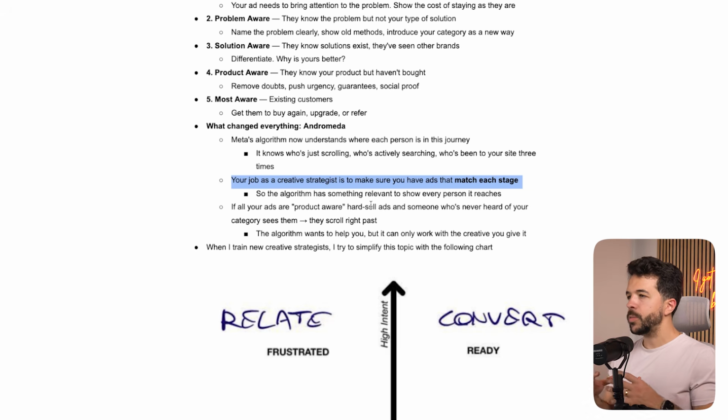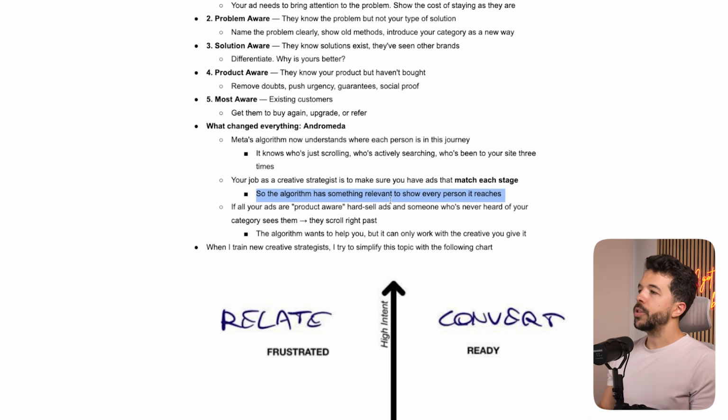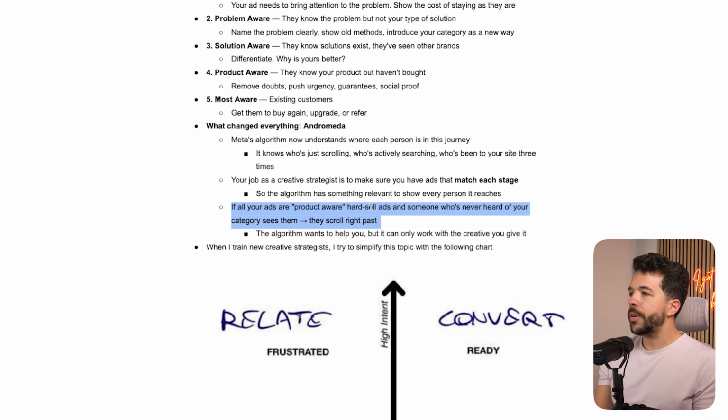The way we do it is we want to build an ecosystem around each winning ad that we have and slap everything into a CBO for the scaling campaign. We'll get to the scaling phase soon. In this case, the algorithm has something relevant to show every person it reaches. If all your ads are product-aware, hard sell ads, and someone who's never heard of your product sees them, they scroll right past. So it's going to be hard to go from spending 10 to 50 to 100 to 200. It's usually always a different level of awareness that you want to crack.